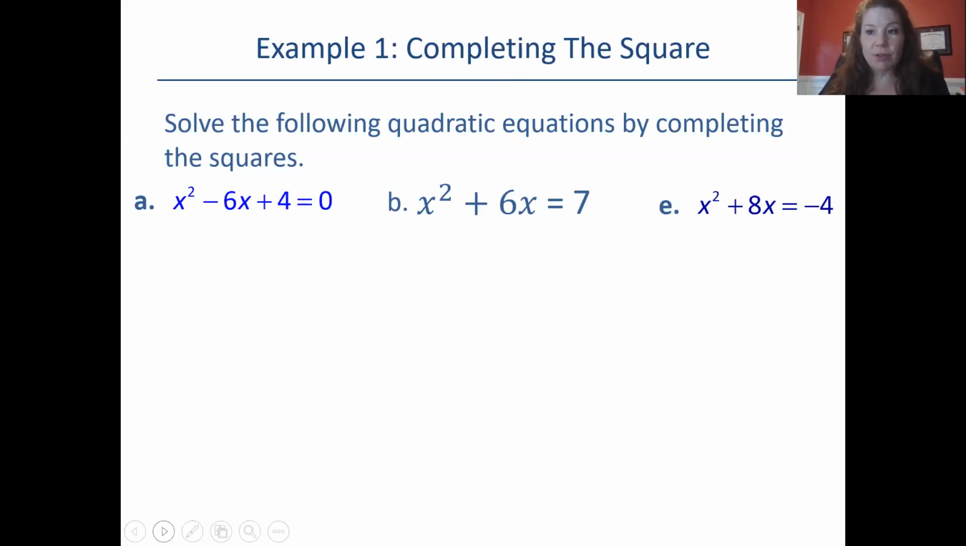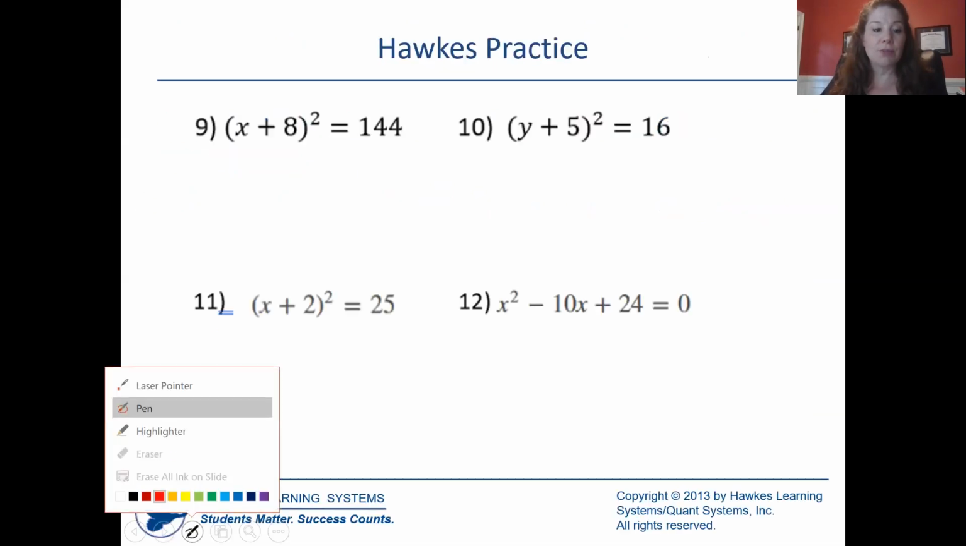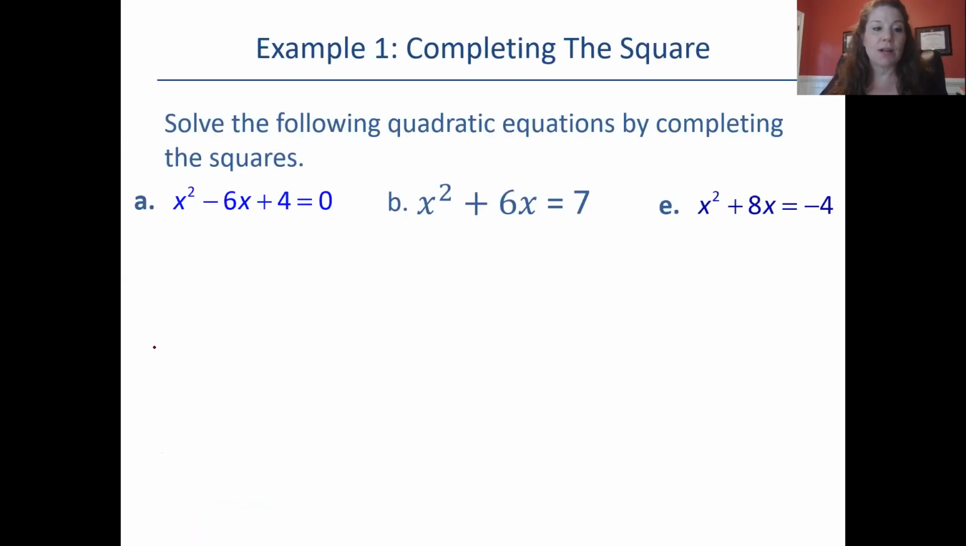If you remember, the first step is that we're going to get the variables on one side of the equal sign and constants on the other side of the equal sign. So on letter A, we have a constant of +4. The first thing we want to do is move +4 to the other side of the equal sign. Well, the only way to do that is to subtract 4 from both sides. So now we have x squared minus 6x. I'm going to leave a little space, and then on the other side of the equal sign, I'm going to write my -4.